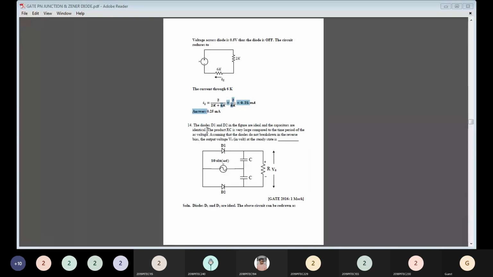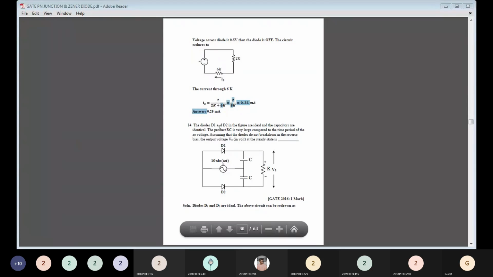Next. The diodes D1 and D2 in the figure are ideal and the capacitors are identical. The product RC is very large compared to the time period of the AC voltage. Assuming that the diodes do not break down in the reverse bias, the output voltage at the steady state is.